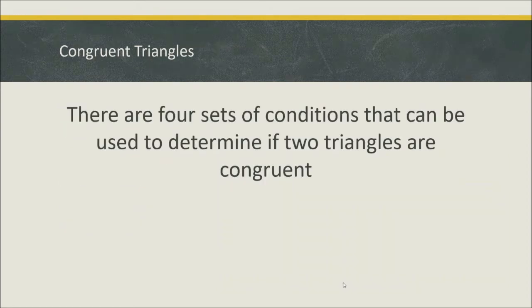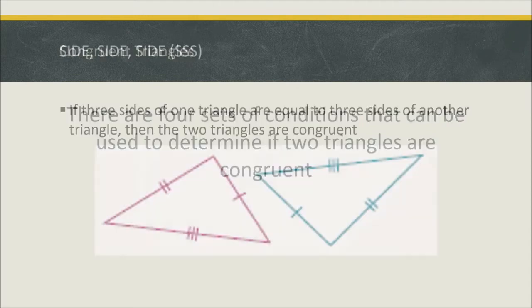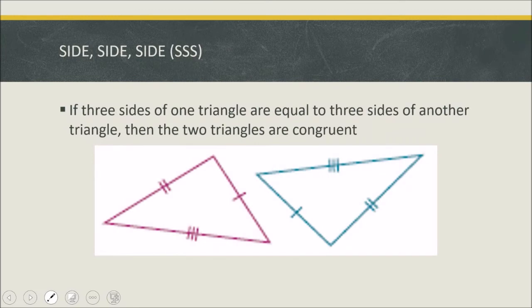To determine if two triangles are congruent, there are 4 sets of conditions that we can use. The first of these is side, side, side. That is, if 3 sides of one triangle are equal to 3 sides of another triangle, then the 2 triangles are congruent. So in our picture here, we have a 1 here and a 1 here, 2 dashes here and 2 dashes here, 3 dashes here and 3 dashes here. So each of these triangles contains a matching side to the other triangle.